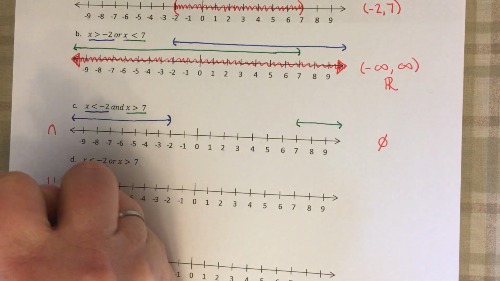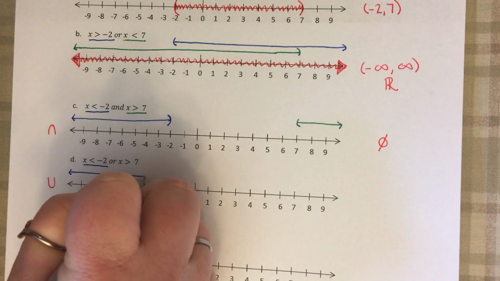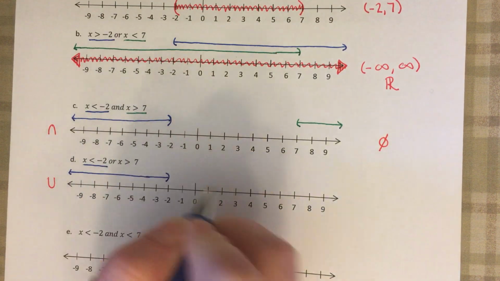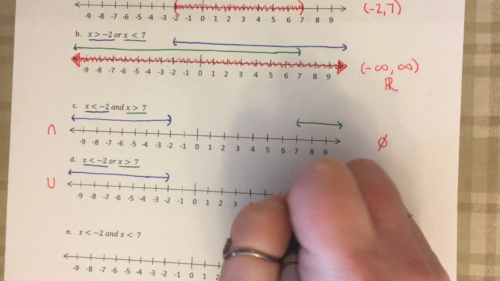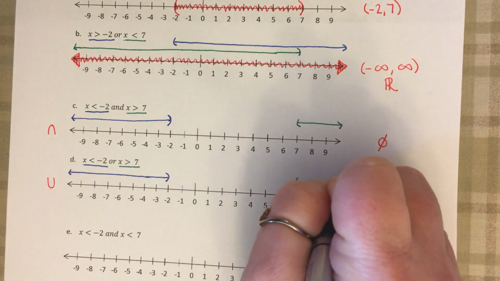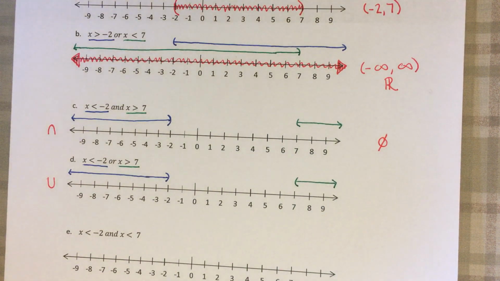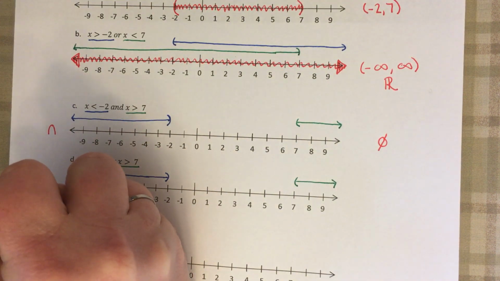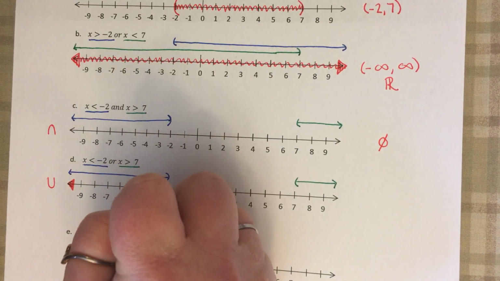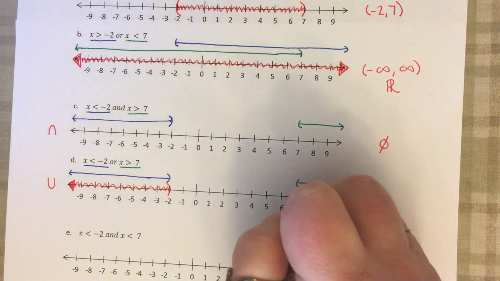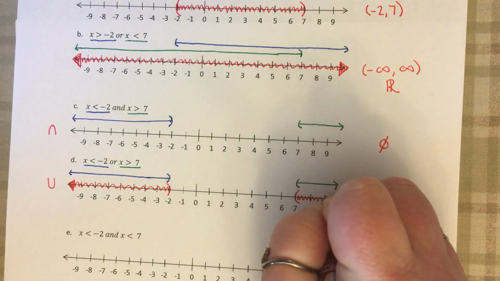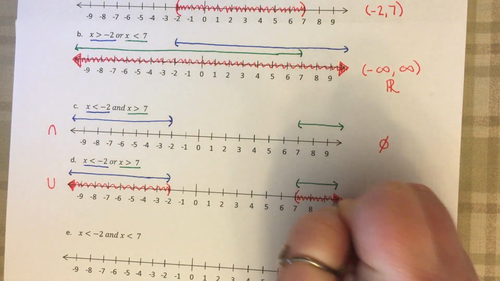Now, if we start with the same thing and we say x is less than -2, or, now we're thinking union, x is greater than 7. We want to shade in anything in our number line that has something either above or below. So we're going to shade in this area leading up to our -2, and then we're going to shade in this area over here starting at 7 and going to the right.